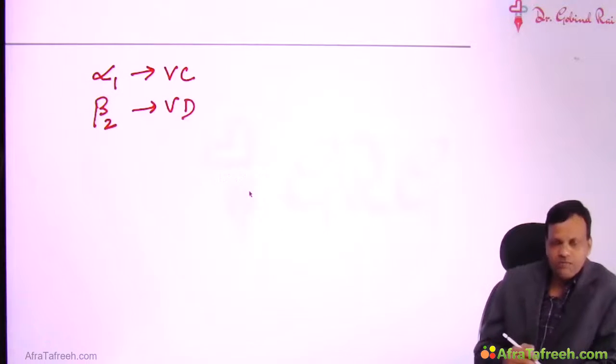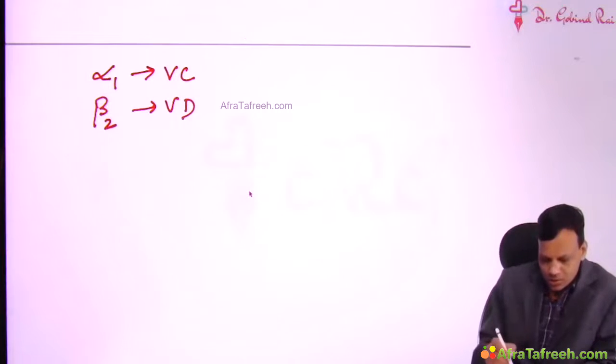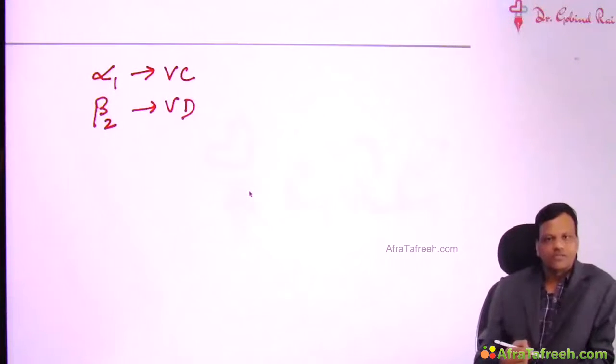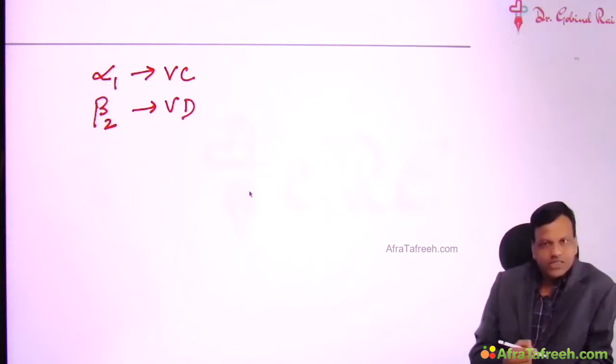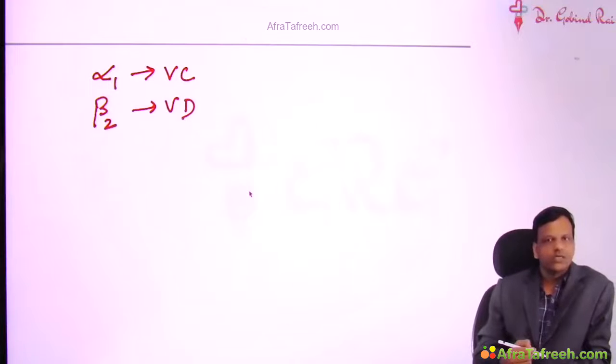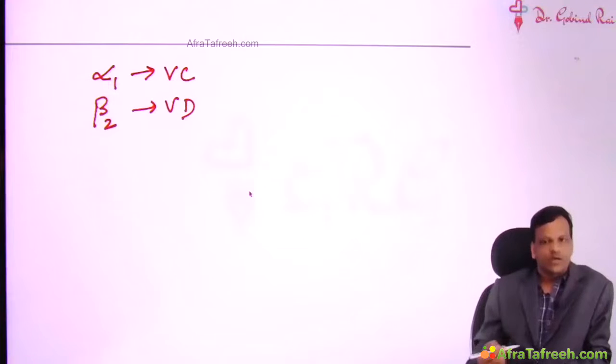Now the question is, which blood vessels contain more alpha 1 and which blood vessels contain more beta 2? This is also easy to remember. Suppose a lion comes in front of us. What can we do at this time? Either we can fight with the lion and kill the lion. Obviously we are not Rajnikant to kill the lion. The second, which is the better option, is to run away. So when we see a lion, we will try to run away.